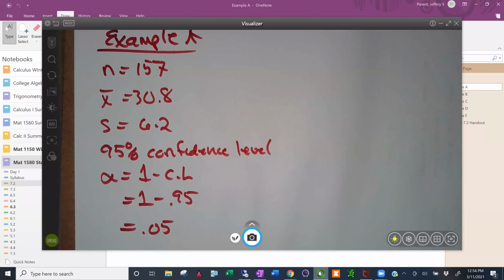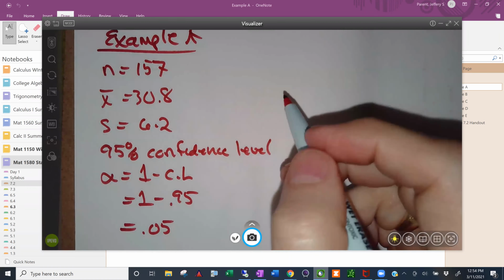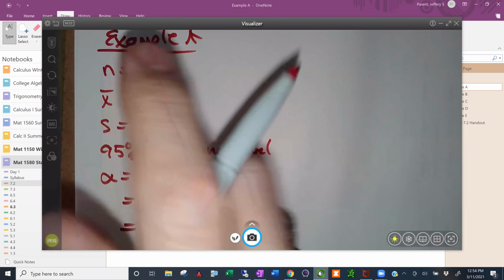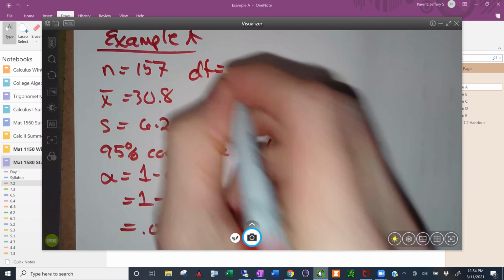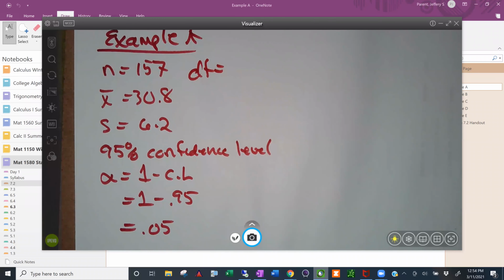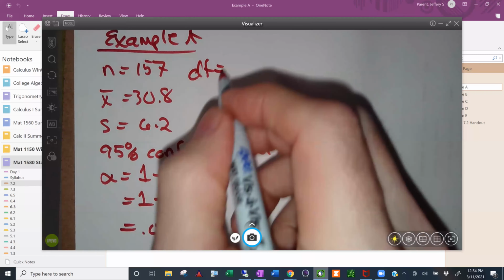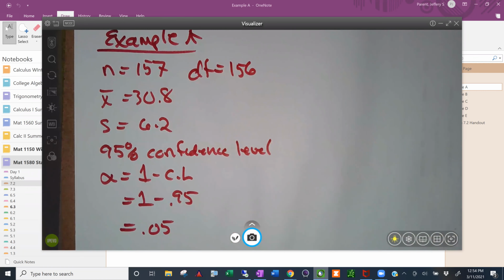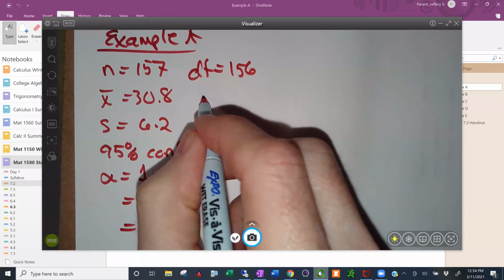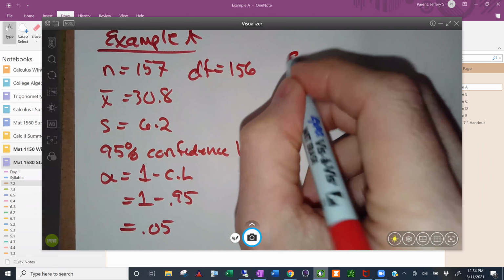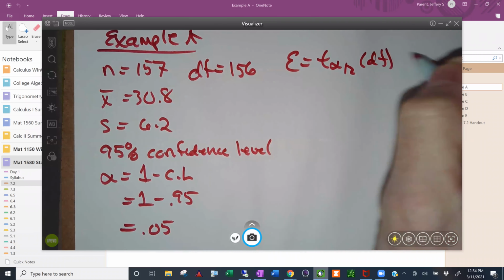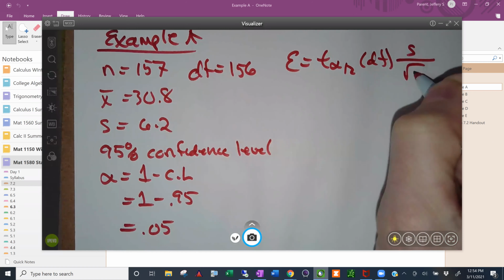You know what? Yeah, let's actually find that value. So if n equals 157, anyone want to guess what the degrees of freedom would be here? 156. Yeah, 156. Good. It's just one less than n. And to find t sub alpha over 2, that's part of our error term: t sub alpha over 2, the appropriate degrees of freedom, s over the square root of n.